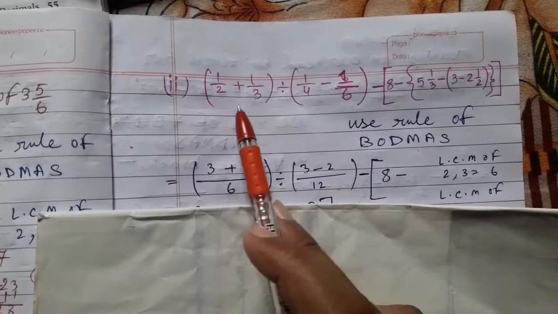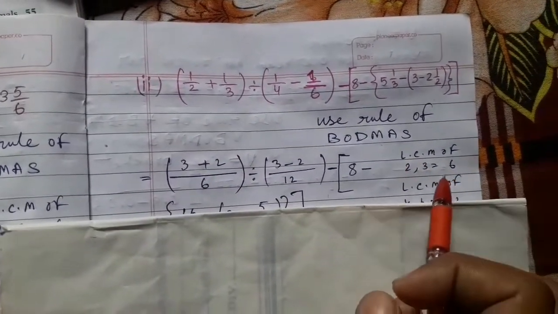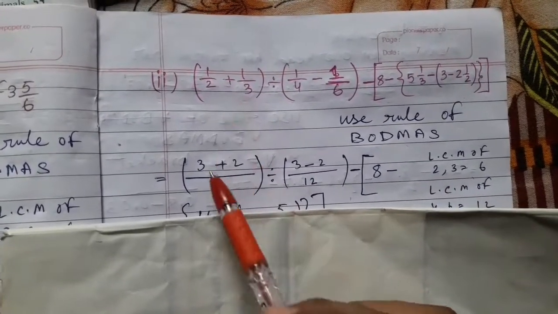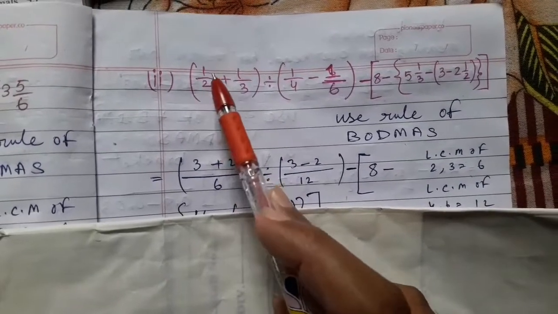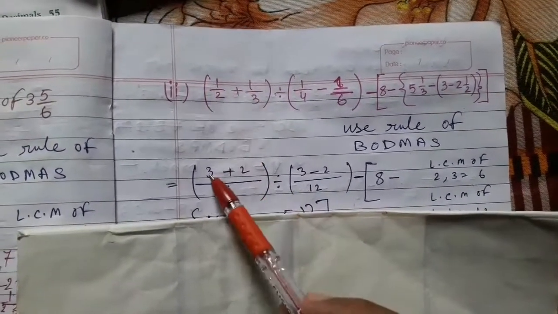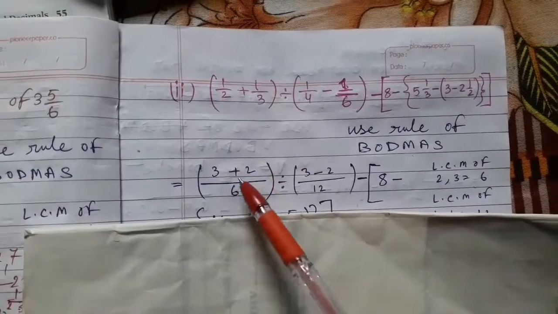First bracket. 3 and 2 LCM is 6. Okay, 3 twos are 6. Clear? 2 multiply 3, we get 6. That means 3 multiply 1. We have to multiply this number by 1. 3 ones are 3. 3 twos are 6. That means 2 multiply 1. 2 ones are 2. Clear?